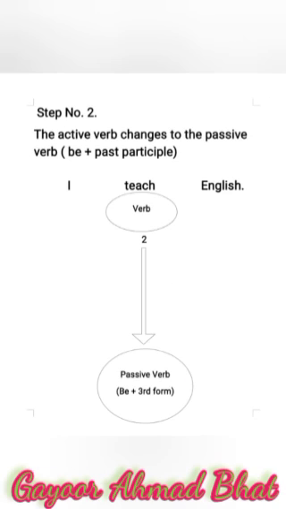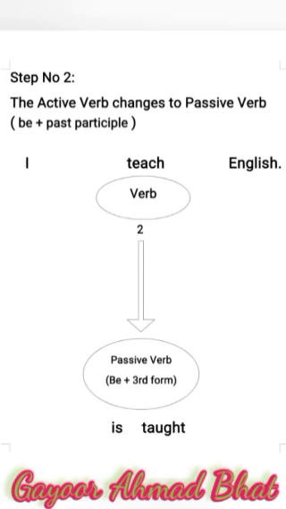Step number 2. The active verb changes to passive verb, which has a construction be plus past participle. In the sentence, teach is a verb, active verb. It becomes is taught, which is passive. Notice that we use the relevant form of be, that is, the form of be which corresponds in tense to the tense of the main verb. Teach is the present tense form of the verb. Therefore, we will use the present tense form of be.